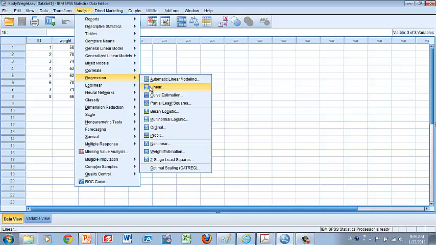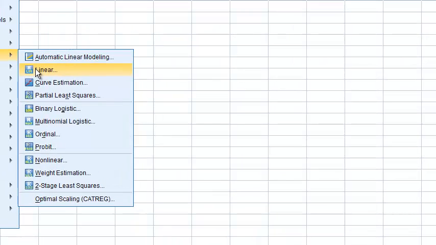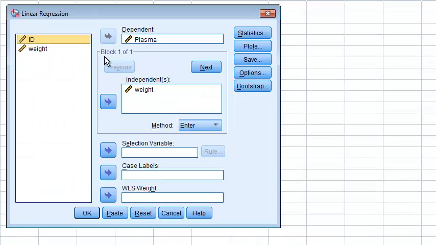The reason we will use this option today is that this approach has very useful options to automatically check the assumptions of linear regression. So in the second half of this lecture, we will talk about how to check assumptions. Okay, so let's begin. We go to regression, linear.